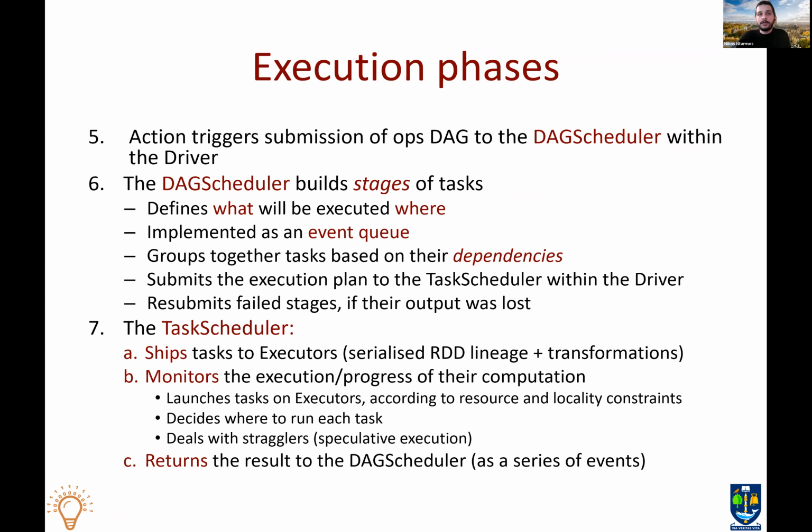So the task scheduler will monitor this execution, and every time there is a result to be returned, it will return this result to the task scheduler, okay? And this is again done as a series of events, because for every event the DAG scheduler gave to the task scheduler, it expects to see a response, okay? You can think of this as the equivalent of callbacks or continuations in async programming, right? Because this is exactly what it is.